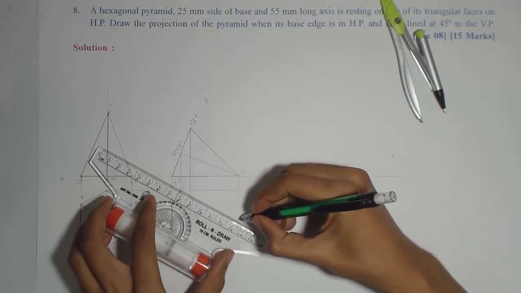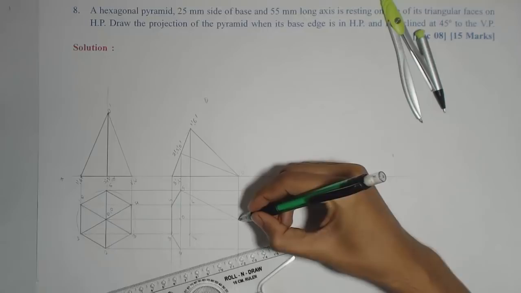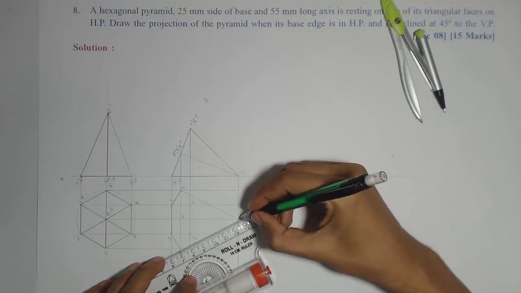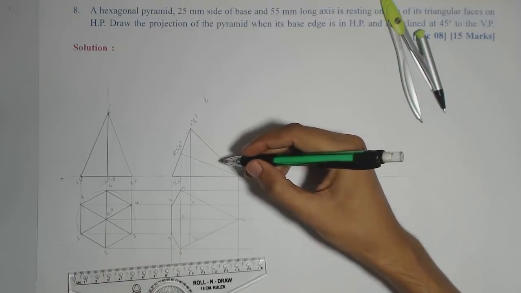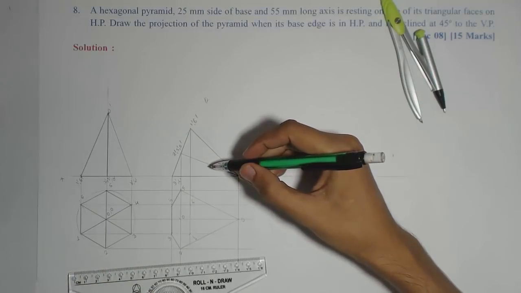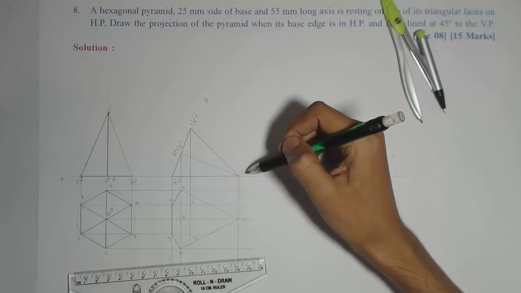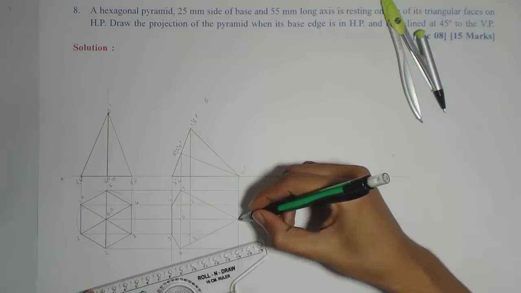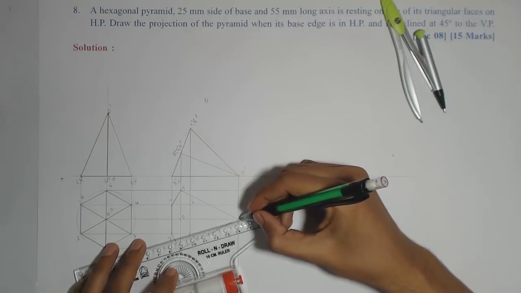Then among the slant edges, O5 is on the boundary. Then O2 is on the boundary. For the observer, among the slant edges, 1 dash O dash and 6 dash O dash are nearer to the observer. So those slant edges will be visible. So I'll mark 1 O and 6 O dark.